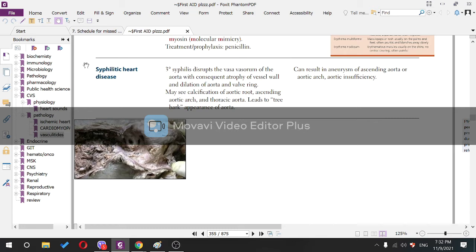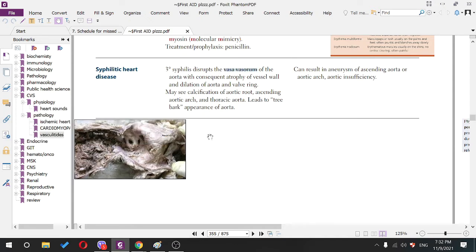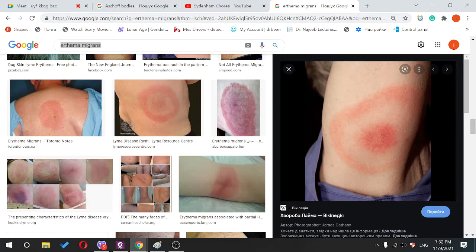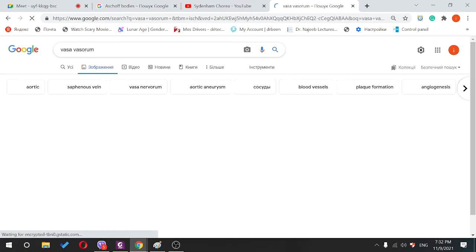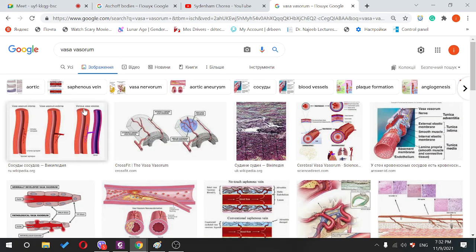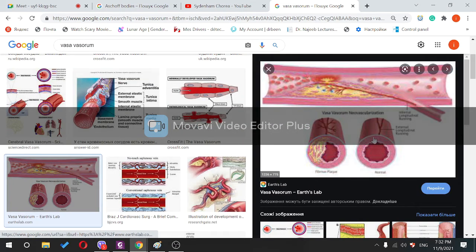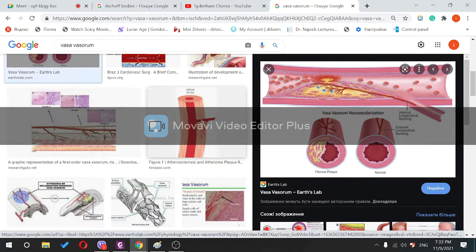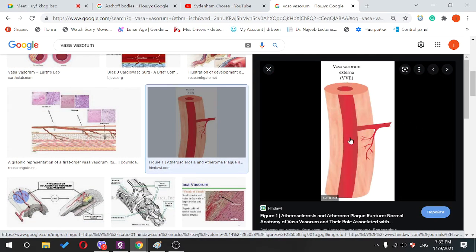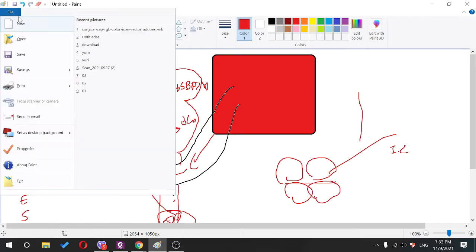What is vasa vasorum? Vasa vasorum is a vessel that I told you about. It is a vessel that supplies your vessels with blood. Like your coronary artery supplies your heart, you need a vessel to supply your vessels with blood. So there is a minor branch that goes out from the vessel to supply the vessel. That just sounds weird. Okay, again. There is a little vessel that goes outside from your normal vessel to supply your vessel. I hope it's not sounding weird.